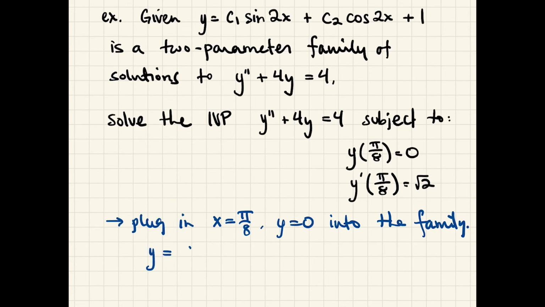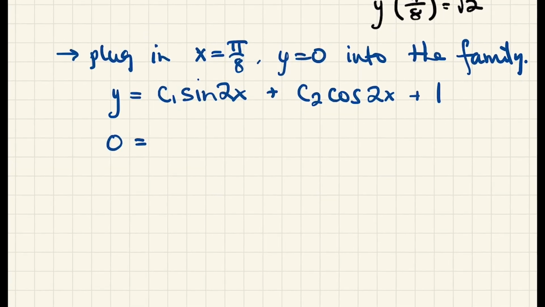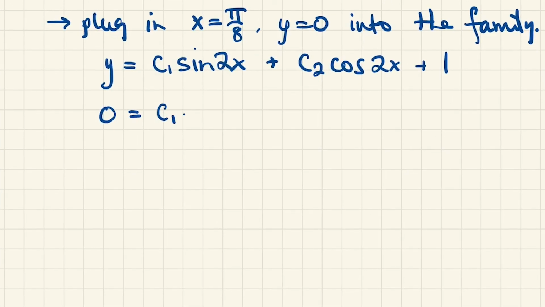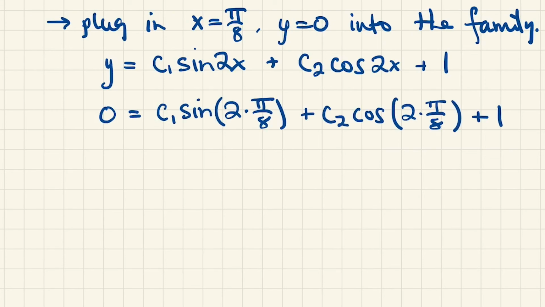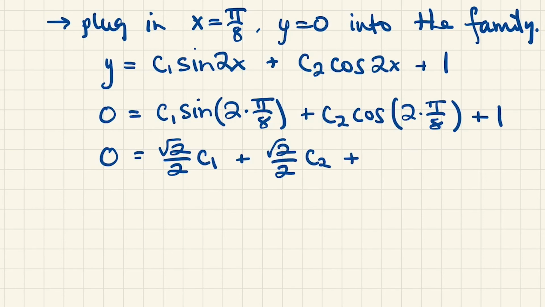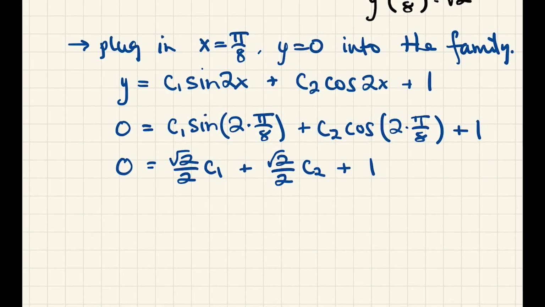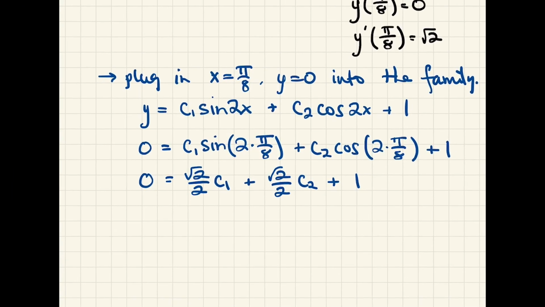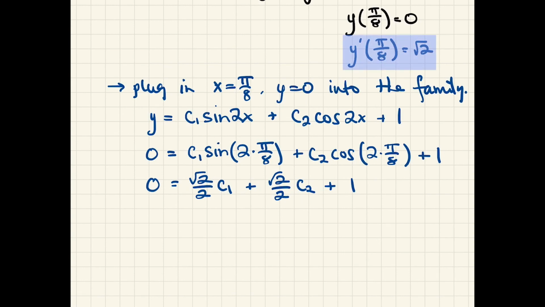So here was the solution as it was given. Now let's replace y with 0 and x with pi over 8. So we have rad 2 over 2 c1 plus rad 2 over 2 c2 plus 1. Okay, now we are going to need another equation in order to conclusively determine the values of c1 and c2. Of course, we haven't used the other initial condition, so let's throw that in.